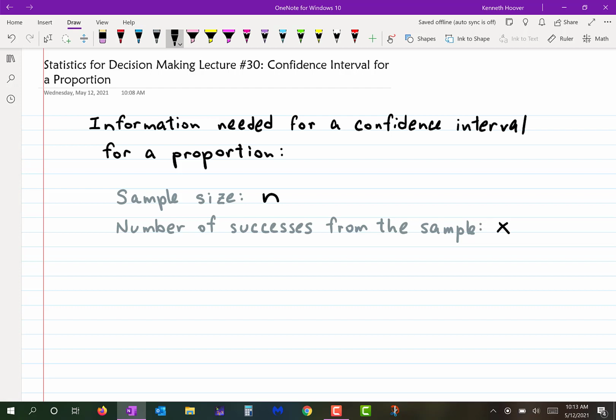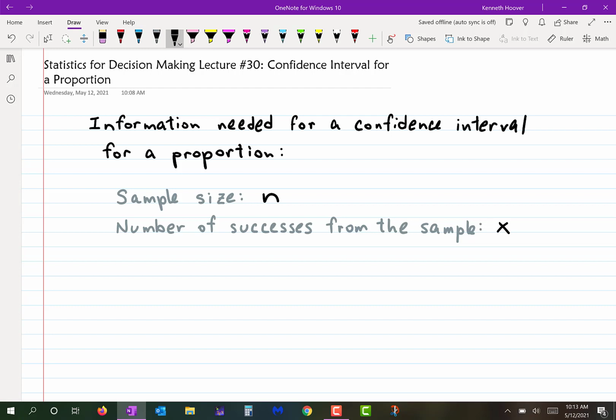When we say successes, what we mean is something like this. If the poll is asking the question, are you going to vote for candidate A? Then the number of successes means the number of people who are going to vote for candidate A. You can think of it like this. Think of it as though the poll is asking you a yes or no question, then the number of successes is the number of yeses.